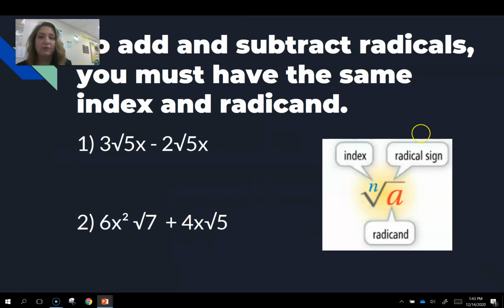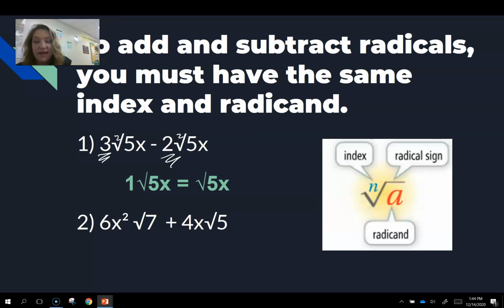In order to add and subtract radicals, you must have the same index and radicand. That means the little root on the outside and the number on the inside, they're going to have to match with the other side. So here I have 3 square root of 5x minus 2 square root of 5x. I know it's not written there, but we talked about how if it's not written, the default root is 2. They both have the square root and they both have 5x. It has to be exactly the same. When it is, then I can do just the pieces on the outside. 3 minus 2 gives me 1 square root 5x, or I can just say square root of 5x.